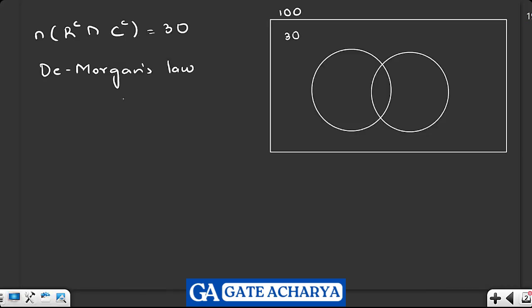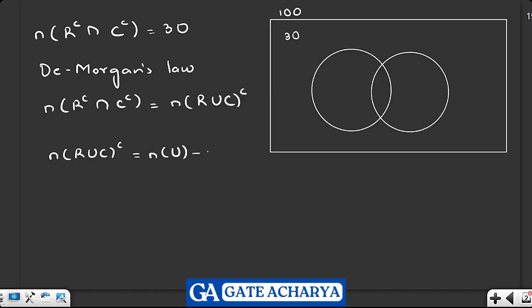So De Morgan's law says, for probability it will be based on probability, and for here it will be based on the number of elements: the number of R complement intersection C complement is always equal to the number of R union C the whole complement. Now, the number of R union C the whole complement is the total elements in the universe minus the number of elements in R union C.